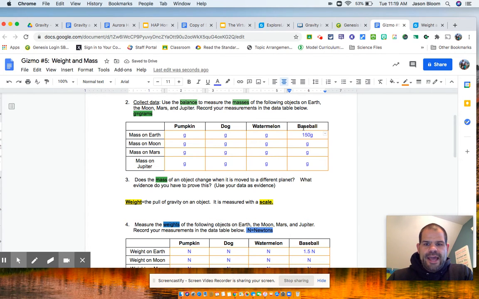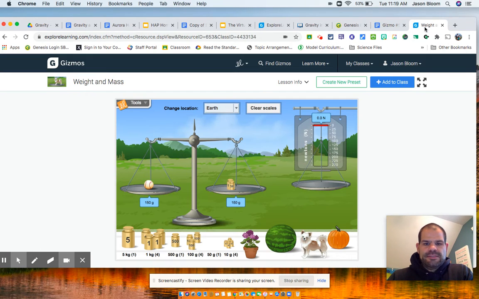It also is going to ask us for the mass of the baseball on the Moon, on Mars, and on Jupiter. So if we go back to the Gizmo, we can change the location to find our mass on those objects as well. Okay, so that's how you find the mass. And you're going to have to find the mass of the small dog, the watermelon, the pumpkin, the flower pot. So you now know how to do that using the Gizmo.